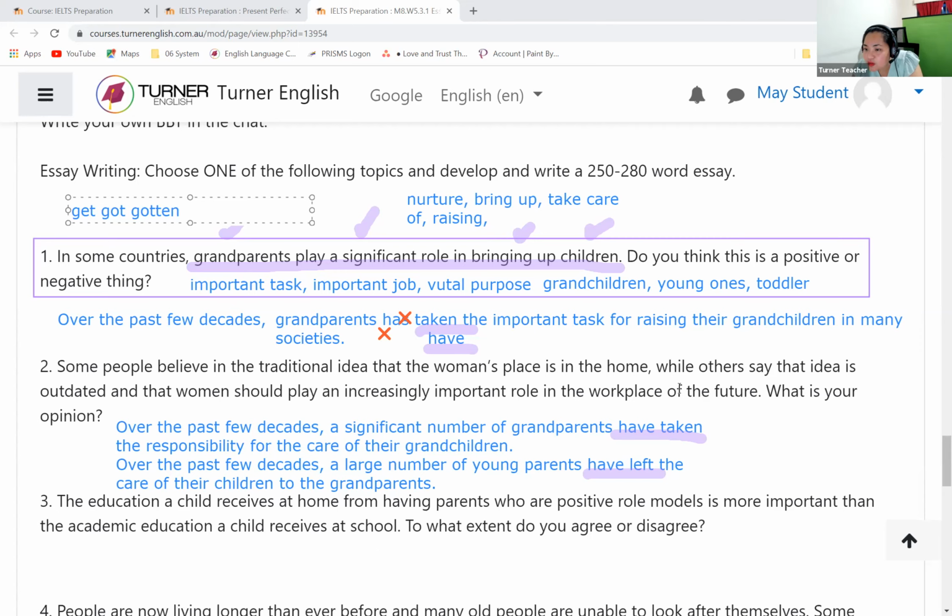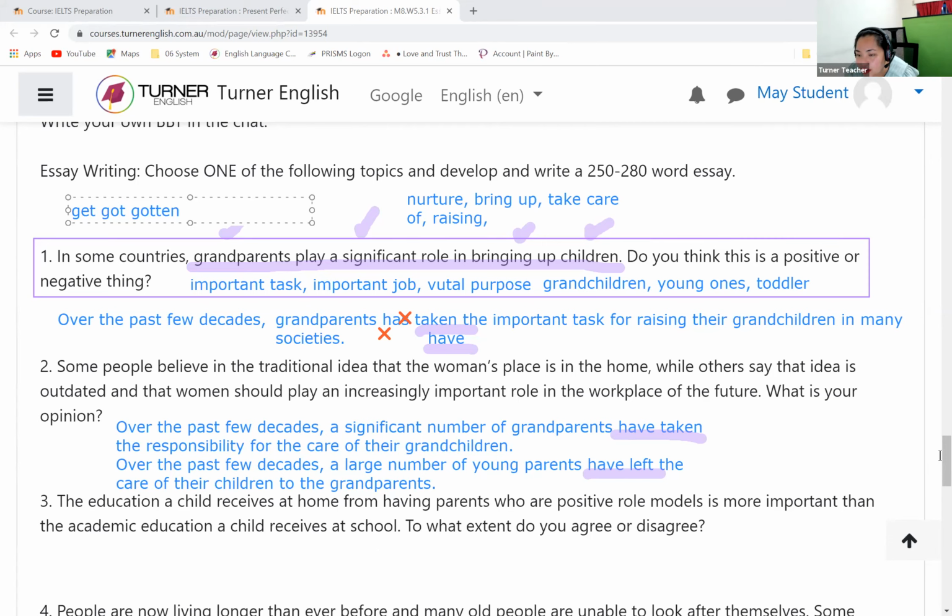Grandparents have taken the vital responsibility for taking care. Okay, so grandparents have taken the vital responsibility for taking care of their grandchildren. Okay. Yeah, you don't have to say "since their birth." You just finish at "grandchildren." Yeah.